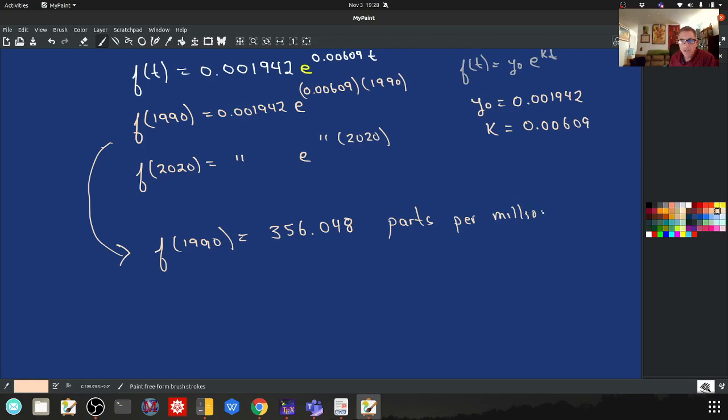Now I'm going to let you do this one. It's the same approach. You just plug in the value of 2020 here, and I'm going to give you the result. F of 2020 turns out to be 426.87 parts per million. Oftentimes parts per million is abbreviated ppm.